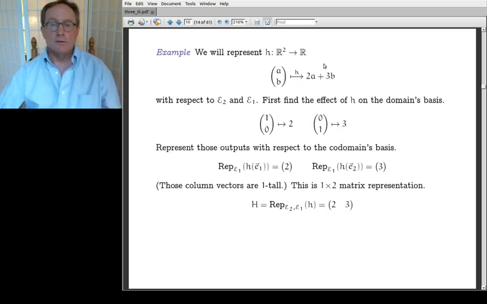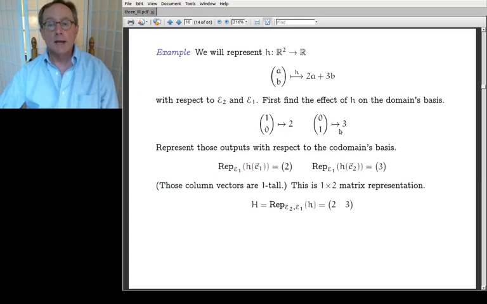Just to do some different map. So here, h maps (a, b) to the real number 2a plus 3b. And again, I'm going to use the standard basis. So where does 1, 0 go? Where does 0, 1 go? So 2a plus 3b, it puts out a 2. 2a plus 3b puts out a 3.